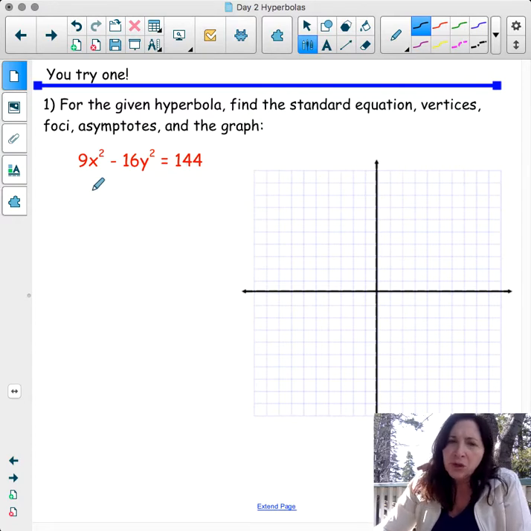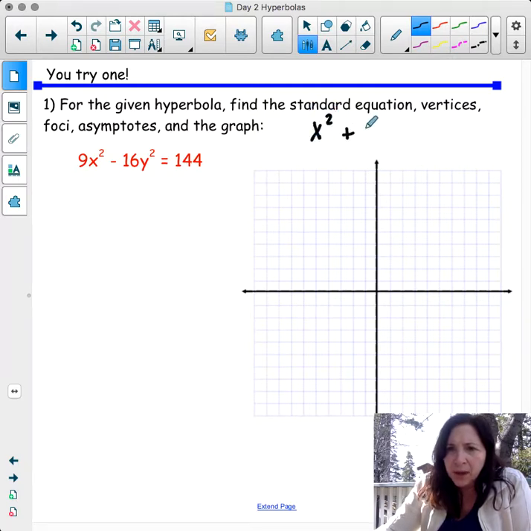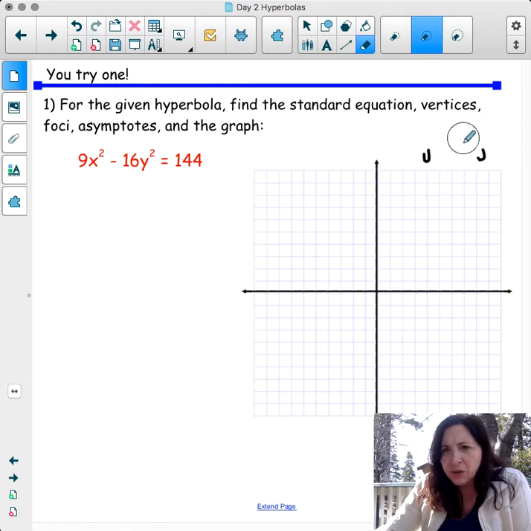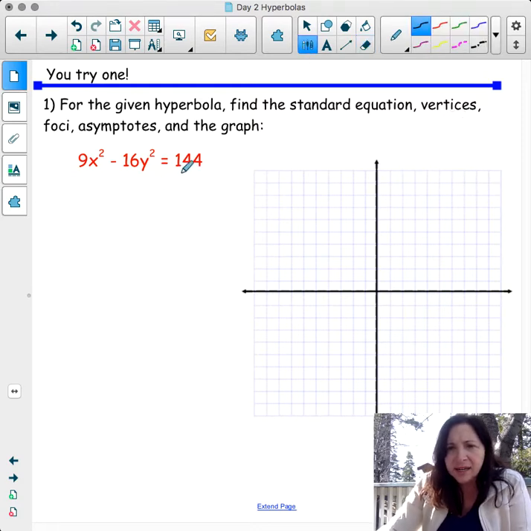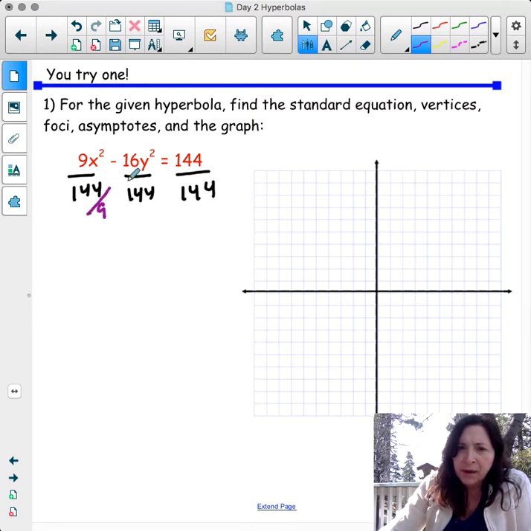For this problem, you actually don't have to complete the square, because remember, you only have to complete the square when you have an x squared term and an x, or a y squared term and a y. But because you don't have that, you don't have to complete the square. So realistically, all I have to do is divide every single term by 144 in order to get this to be 1. And remember, when you're dividing, you're actually multiplying by the reciprocal, meaning this is actually 144 divided by 9, and this is 144 divided by 16.